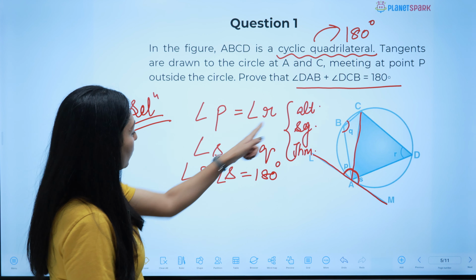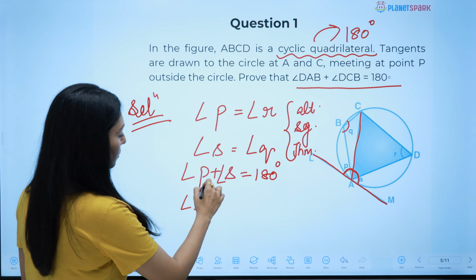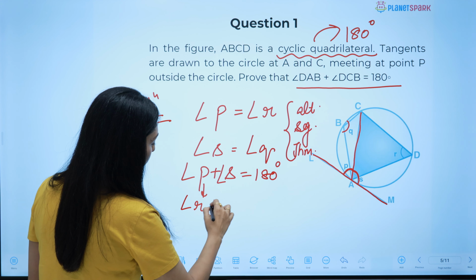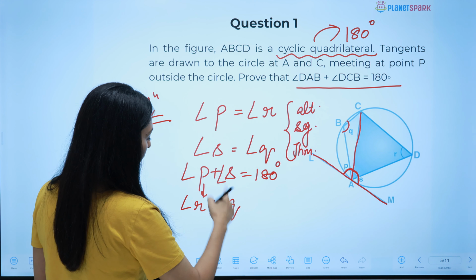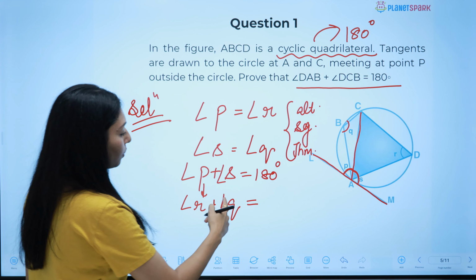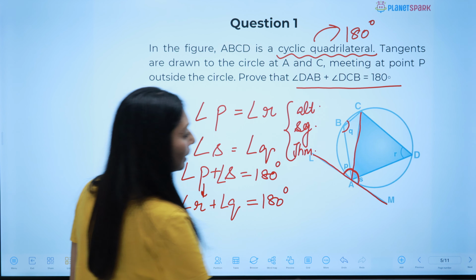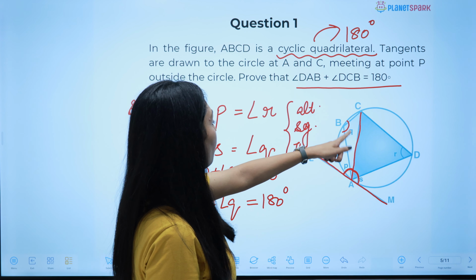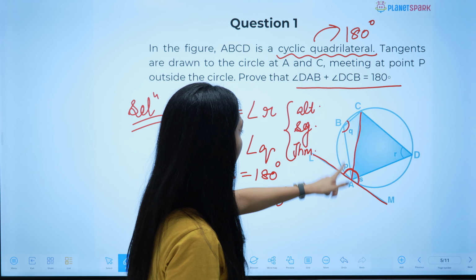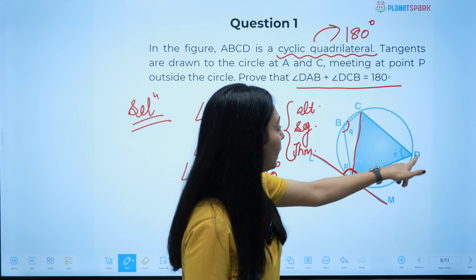Now P is equal to R. So let me substitute R here. S is equal to Q. So let me substitute Q here. So angle R plus angle Q will also be what? 180 degree. And R and Q, what do we have? Yes everybody. Angle ABC plus angle ADB.